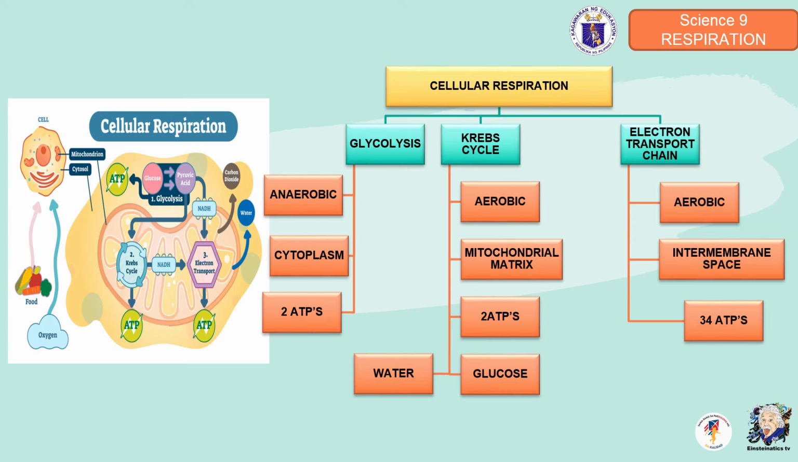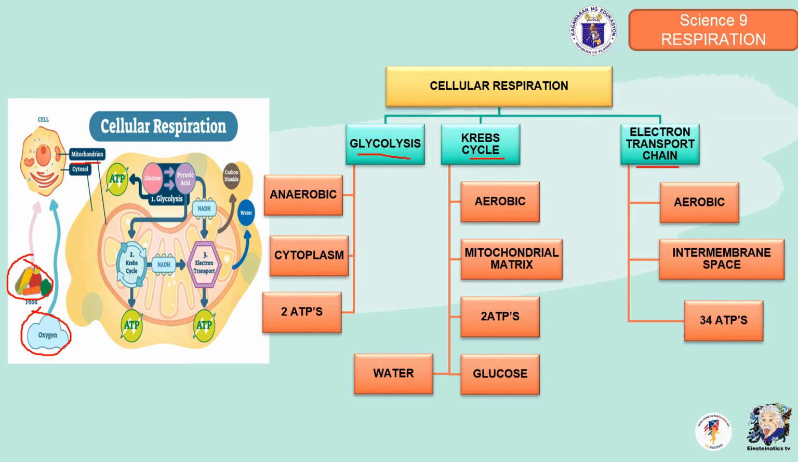It all starts by consuming glucose that comes from the food that is being eaten by organisms. Together with oxygen as the raw materials, it now enters the mitochondria, which is the powerhouse of the cell. Remember that the main goal of cellular respiration is to provide the needed energy for the organism in order for it to carry out its body processes. Cellular respiration is divided into three processes. The first one is glycolysis, the second is the Krebs cycle, and the third one is the electron transport chain.